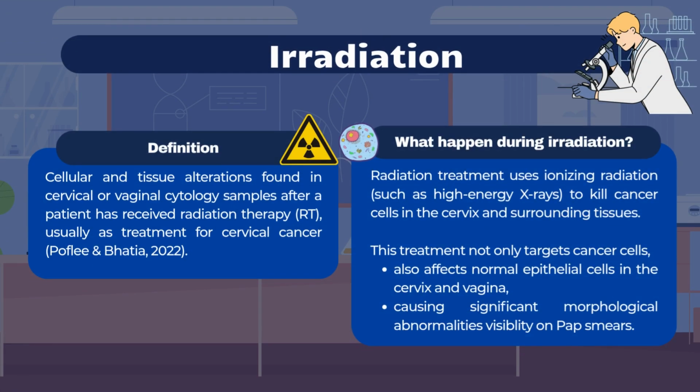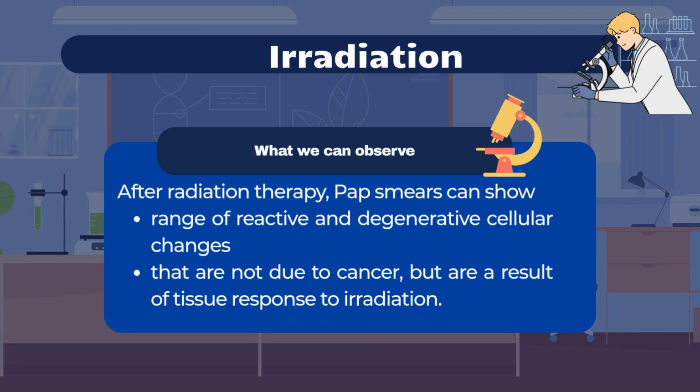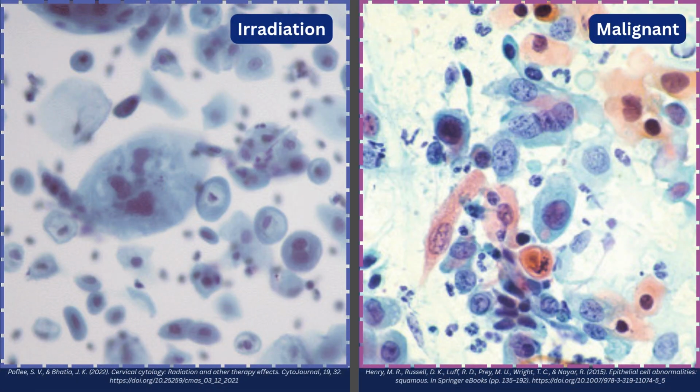Next is irradiation. Radiation therapy is commonly used to treat cervical cancer. It works by delivering high-energy ionizing radiation, like X-rays, to destroy cancer cells in the cervix and surrounding tissues. However, this treatment does not only affect cancer cells. It also impacts nearby normal epithelial cells, leading to a range of tissue and cellular changes that are often visible in pap smear samples. These radiation-induced changes are reactive or degenerative, not cancerous, but they can easily mimic malignancy if not properly recognized. Let's look at the comparison.